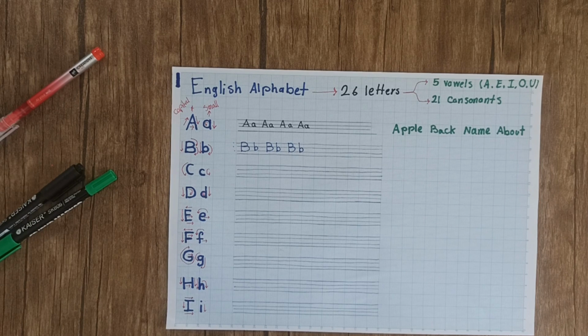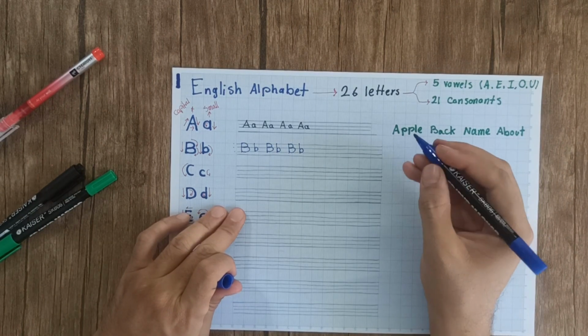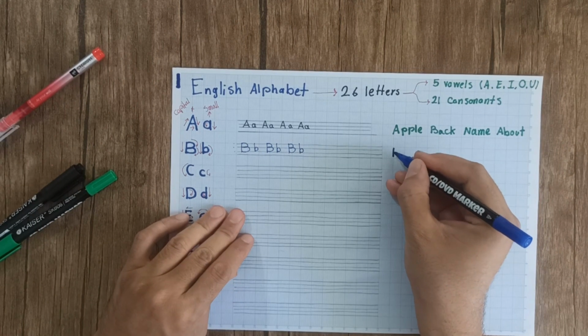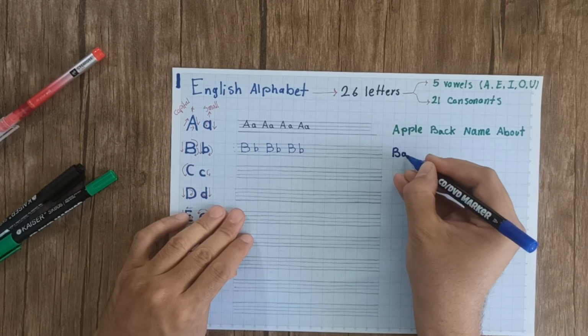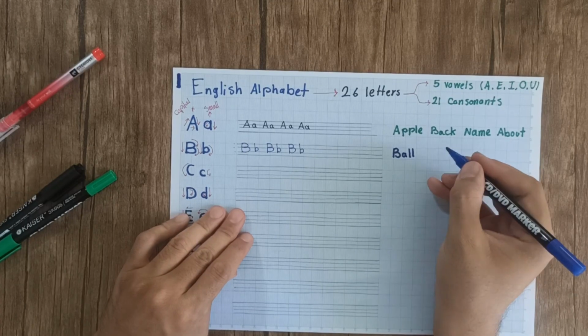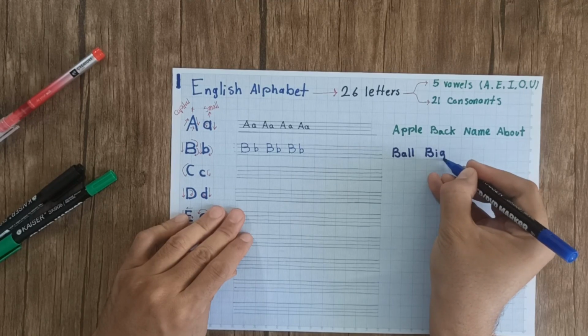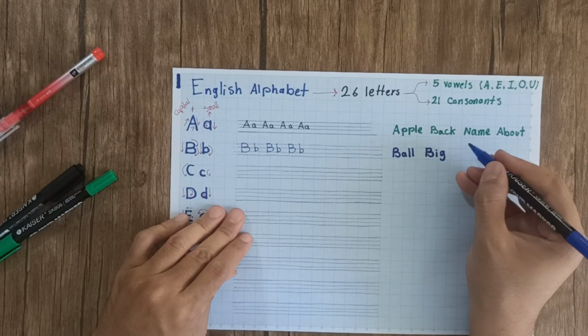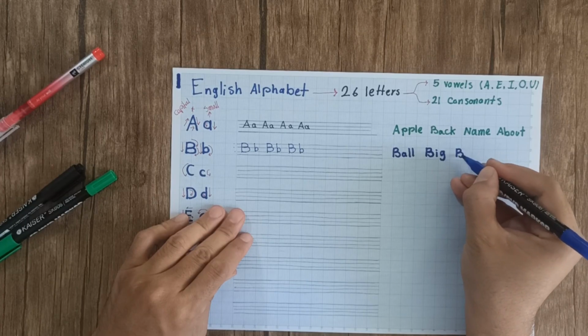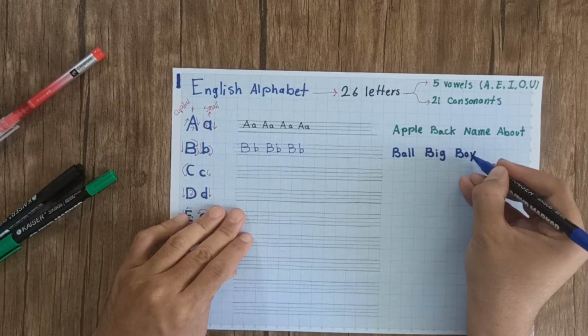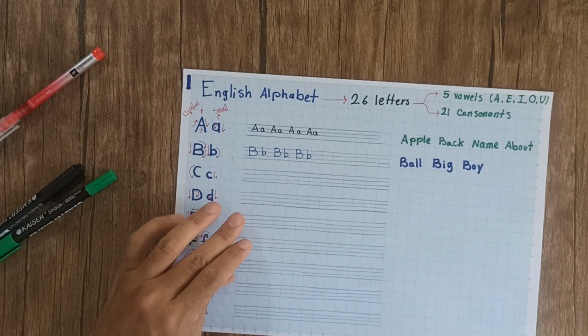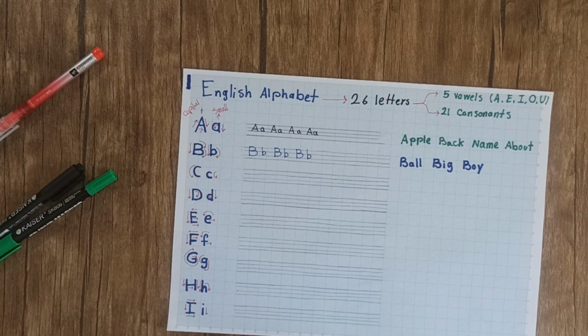Okay, for example, we have let's say ball. Okay, think of it. What are the other words that start with B? Like big, you see, for example, like boy. Okay, these are the words that start with B. Okay, so that's really easy.